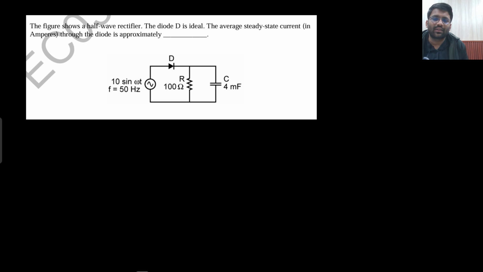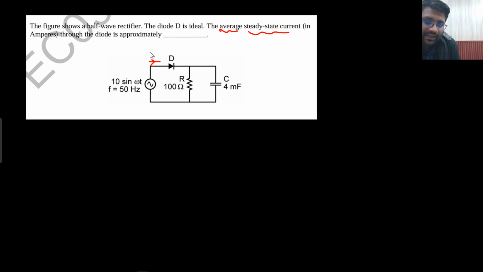Let's take another question now. Let's take this one. This is also a very, very good problem. It has already been solved by me on YouTube, but here I will give you a different solution. Whatever has been given on YouTube, I will not give. Some different solution I will give. So the figure shows a half wave rectifier. Whether it is a half wave rectifier or not, I don't care. The diode is ideal. Just read this line: the average steady state current through the diode, that you need to find out.